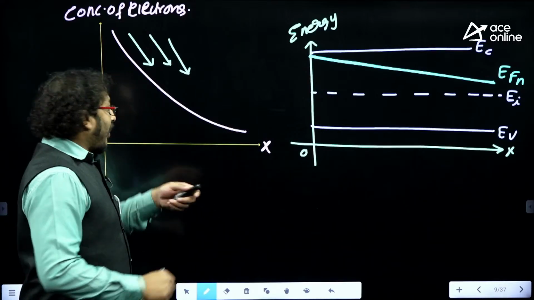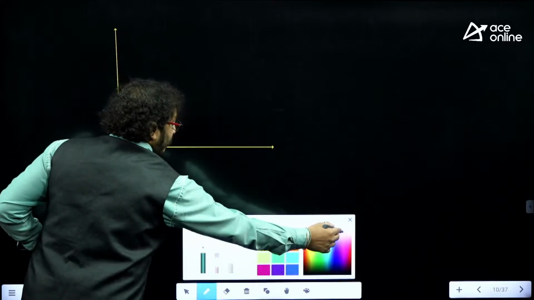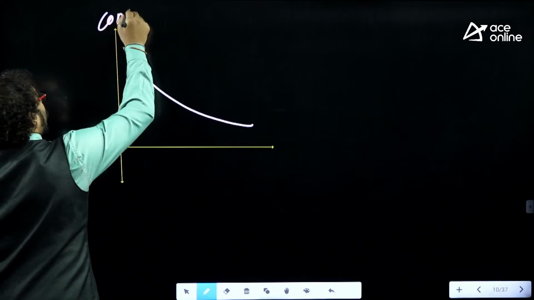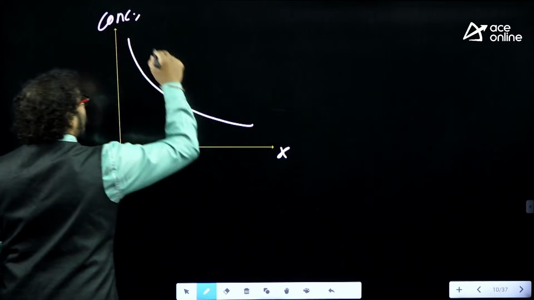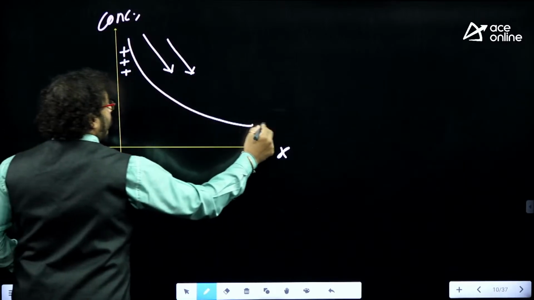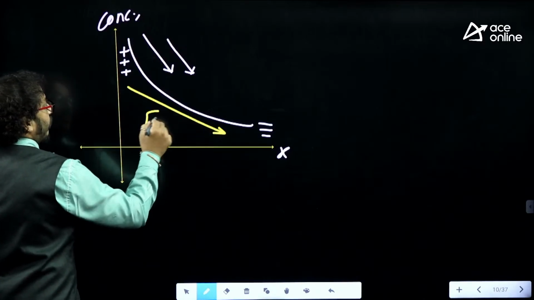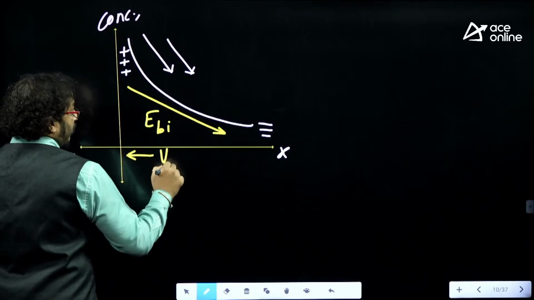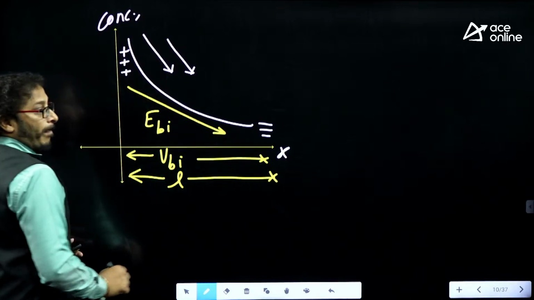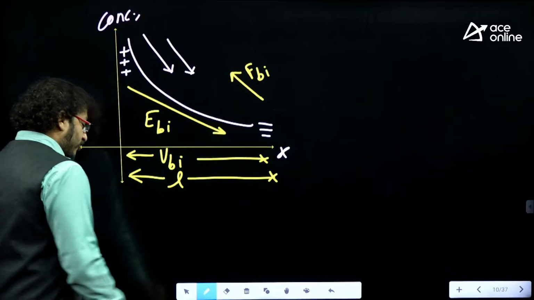In a similar way, after some time, at equilibrium, there is a concentration gradient of electrons, and this is distance. Electrons are getting diffused from high level to low level. Here I'm going to get positive ions, and here I'm going to get negative ions. Because of the positive and negative ions, I'm getting a built-in electric field, a built-in force, and this is the distance, L. Because of that, I'm getting a built-in force, or we say drifting force.